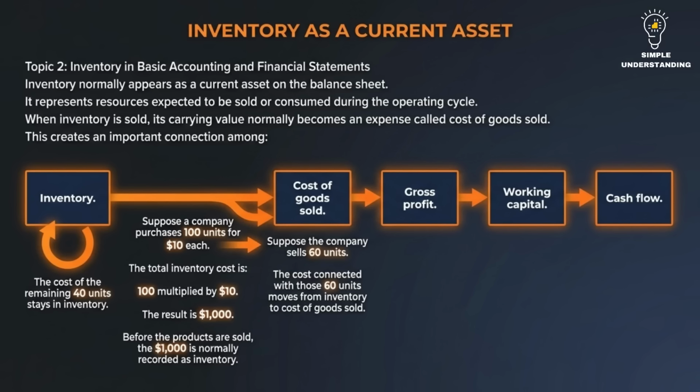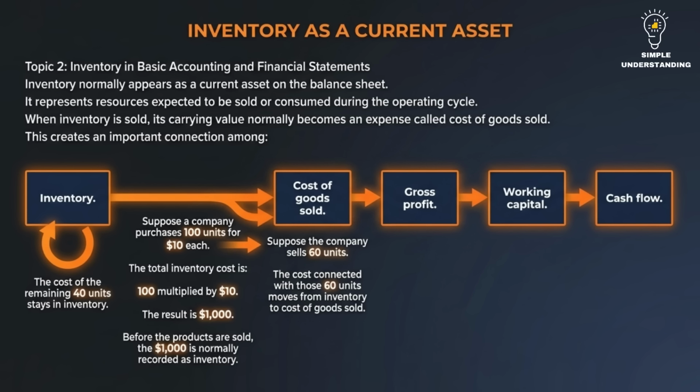Topic 2. Inventory in basic accounting and financial statements. Inventory normally appears as a current asset on the balance sheet. It represents resources expected to be sold or consumed during the operating cycle. When inventory is sold, its carrying value normally becomes an expense called cost of goods sold. This creates an important connection among inventory, cost of goods sold, gross profit, working capital, cash flow.